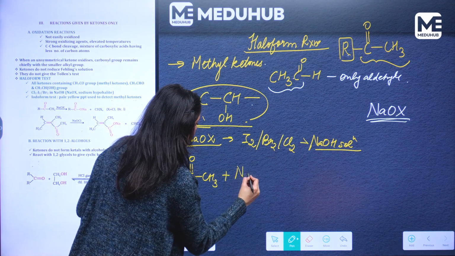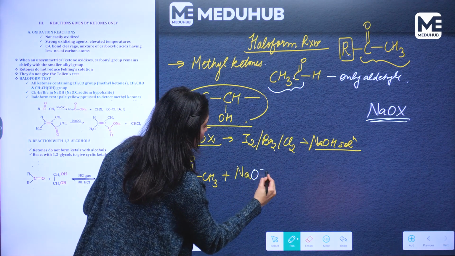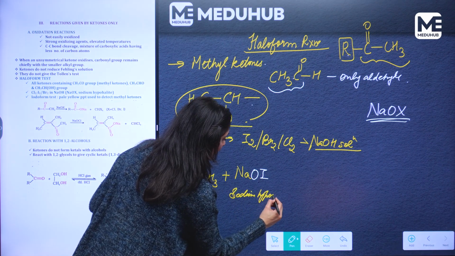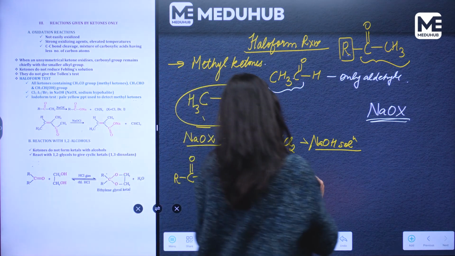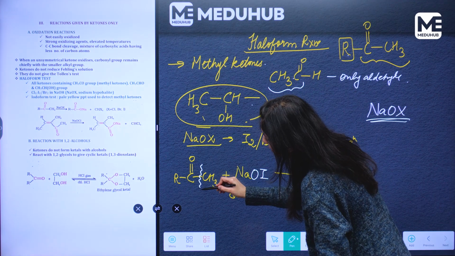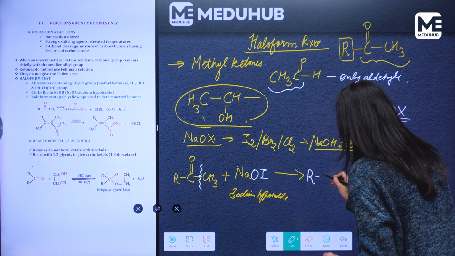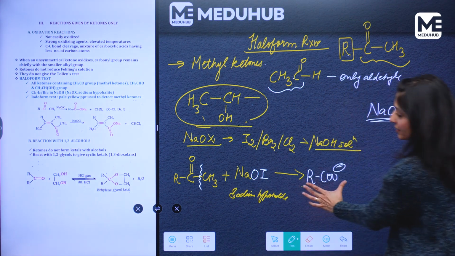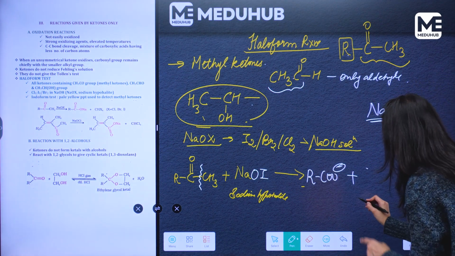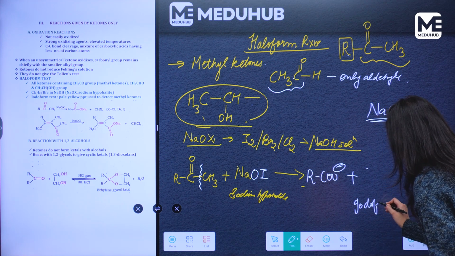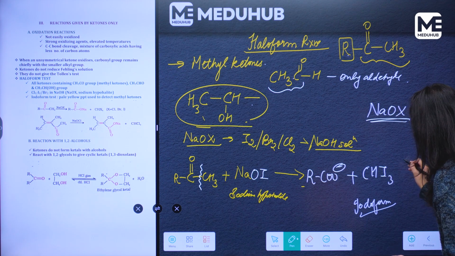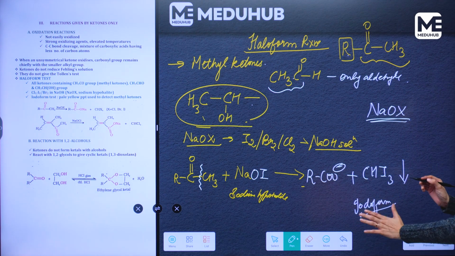So if we have a methyl ketone, this, let's say, reacts with sodium hypoiodite NaOI. Hypoiodite. This part will get oxidized to the corresponding carboxylate ion or COO minus, and we will get haloform or iodoform here as the precipitate, CHI3. Iodoform will precipitate, which is pale yellow in color.